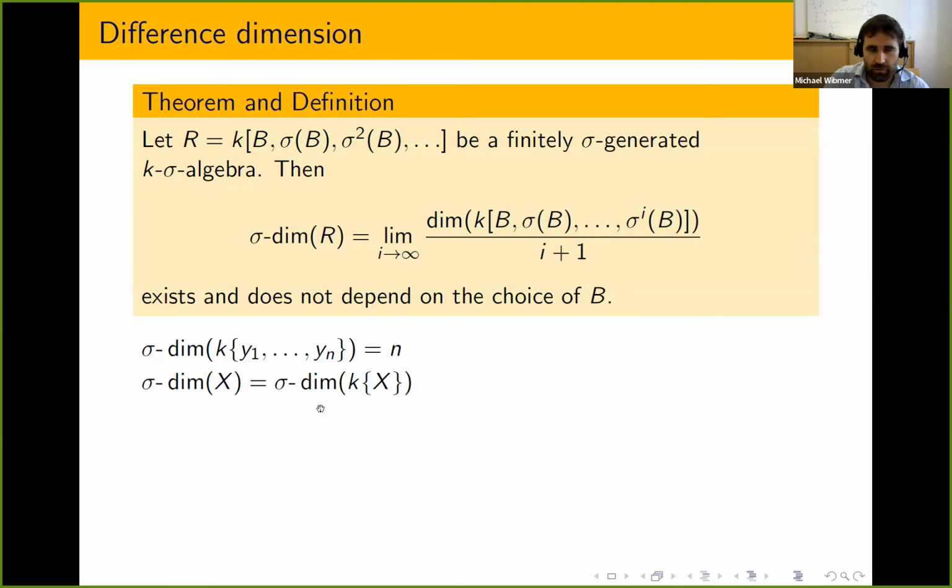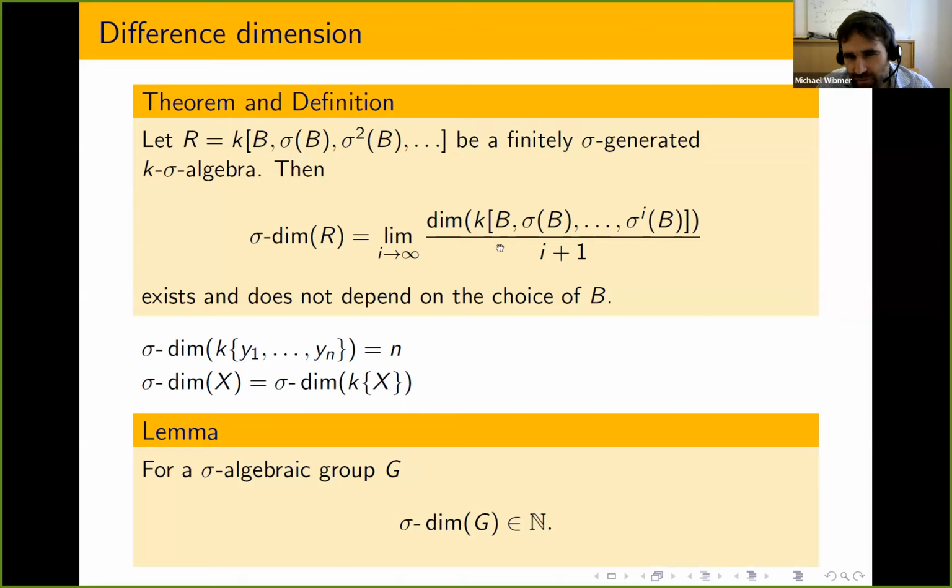And so the difference dimension of a difference variety, we then just define through the difference dimension of the coordinate ring. And it's actually funny that this dimension does not always need to be an integer. I think it's even an open question which numbers can actually occur as the dimension. But one can show that for difference algebraic groups, the dimension is always an integer.